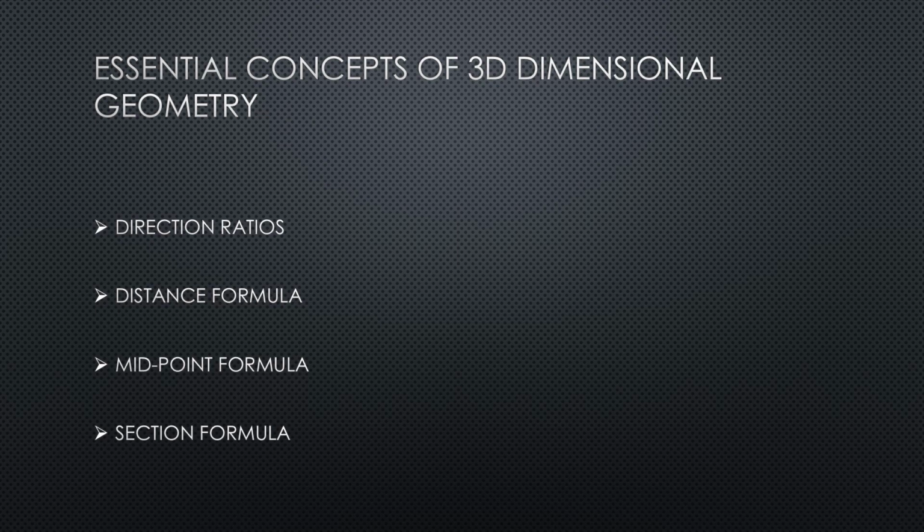Distance formula. It is the distance between the two points (x1, y1, z1) and (x2, y2, z2). It is the shortest distance, equal to the square root of the sum of the squares of the differences of the x-coordinates, y-coordinates, and z-coordinates of the given points.